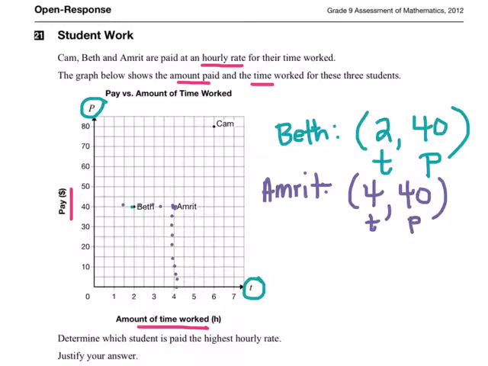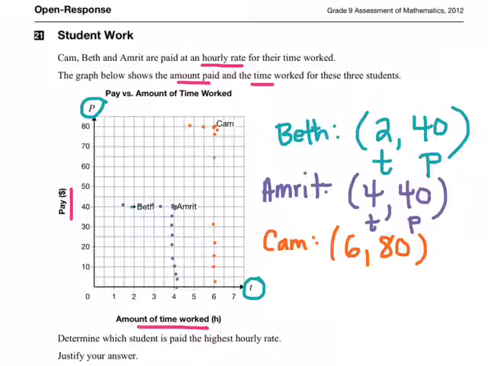Okay, and finally we have Cam. Where is that located? (6, 80). Okay, so let's write that down. And again, if Cam works 6 hours, he's going to get paid $80.